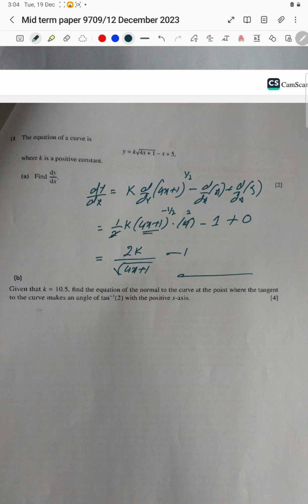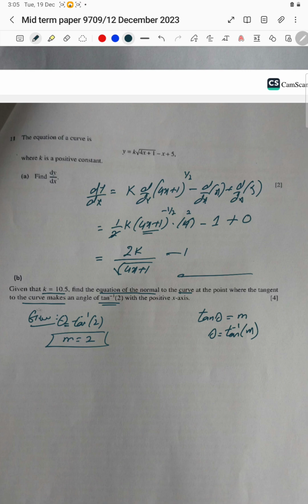Now in the final part, given that k is 10.5, find the equation of the normal to the curve at the point where the tangent of the curve makes an angle of this one. We know angle means theta. We know tan theta is equal to m, and theta is equal to tan inverse of m. So here it is given that tan inverse of 2 is theta. So I can say m is equal to 2.